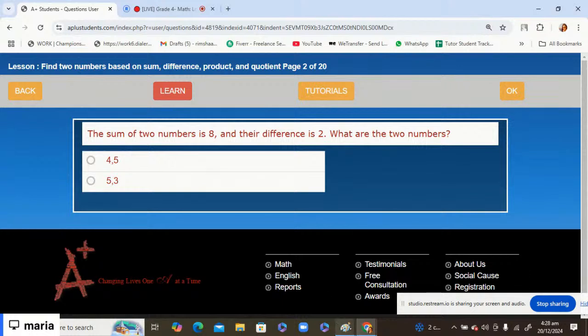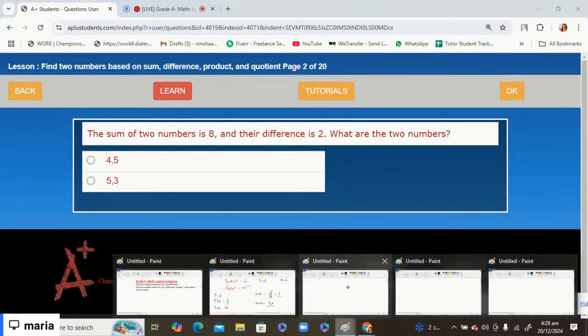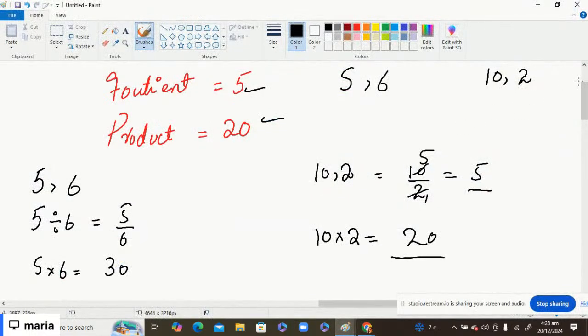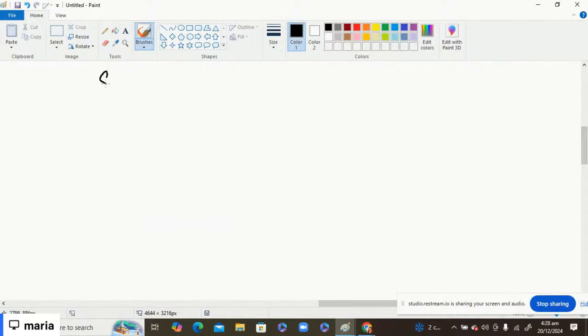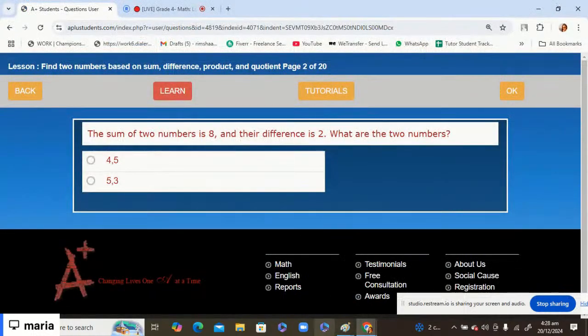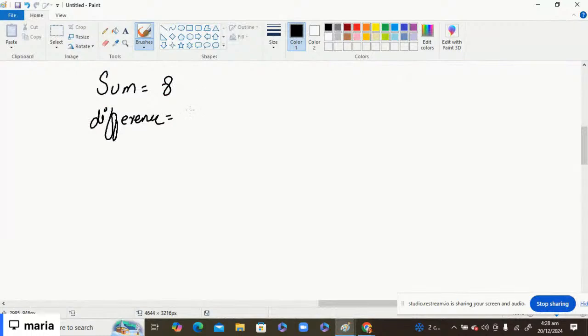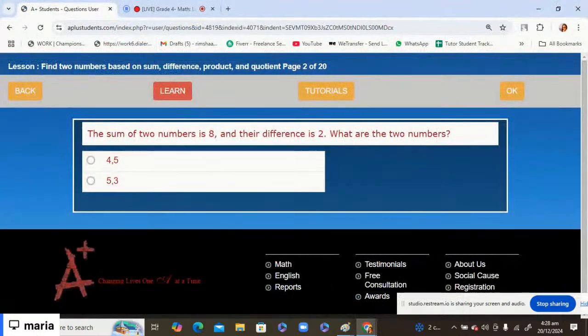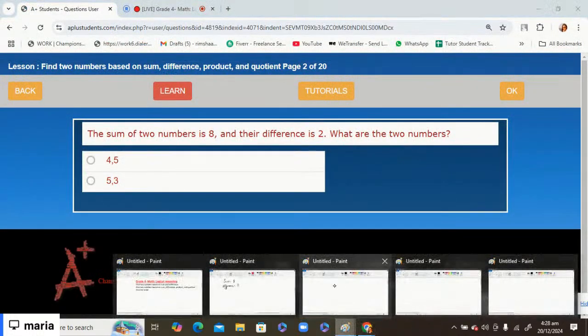Okay, let me write it. Sum of two numbers is 8, and difference is 2. And the numbers are given. The first one is 4, 5, 5, 3.